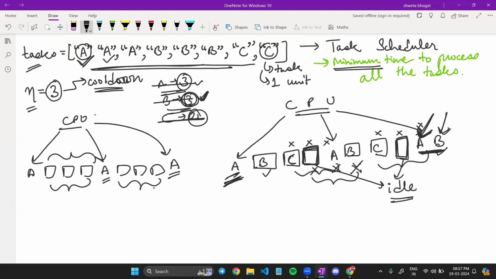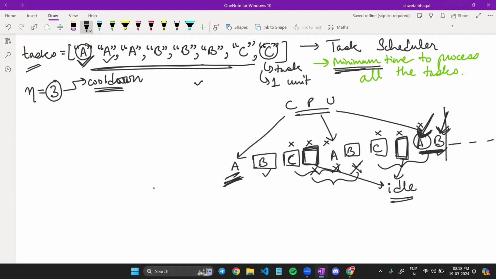And once this last element has been processed, we won't have any idle time over here. Why? Because this is the element with the max frequency. So once this has been completed, it means that there are no more tasks, right? So that's the reason we will be starting with the element which has the max frequency.